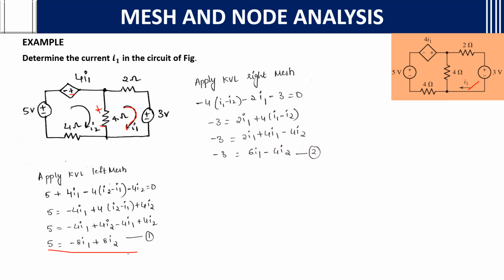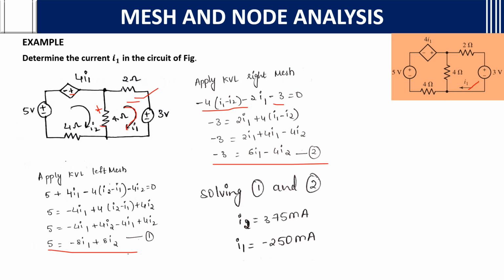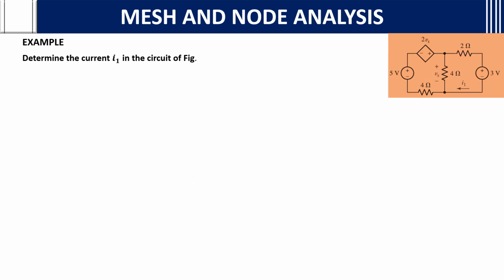Then apply KVL to the right mesh. After applying, you will get the equations this way: minus 4 into I1 minus I2, minus 2I1, minus 3. You will get this. After solving these two, you will get I2 and I1. We require the I1 current.